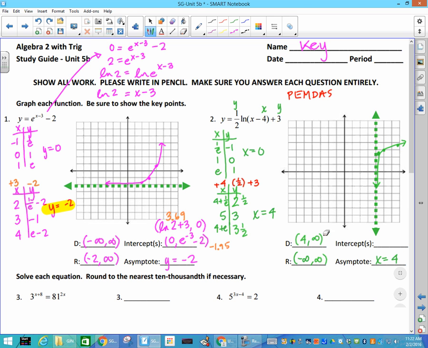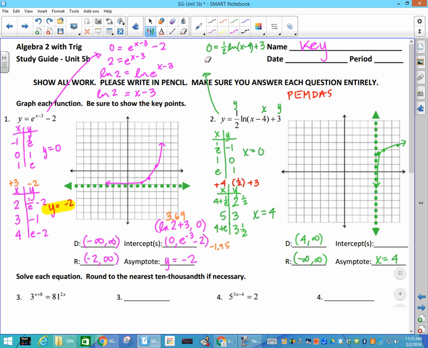So note these two are tied together. X equals in my domain. And my intercepts, am I ever going to cross the y-axis? I'm never going to cross it because I cannot cross a vertical asymptote ever. So the only one I have to worry about is this one right here, which is when I make this thing equal to 0. So let me come up here and say 0 equals 1/2 ln x minus 4 plus 3.